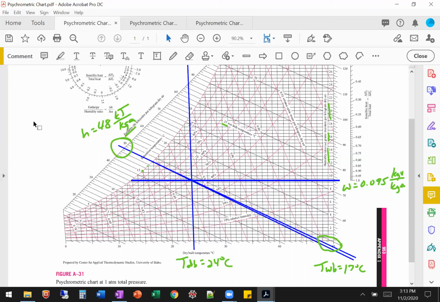And next is relative humidity. We already did specific humidity, which is the horizontal line. So for relative humidity, we look for our labels. Here's the label of 10%, so it's these curved lines. Ours looks very close to the 50% relative humidity line, so that's close enough to just say we're at 50%.